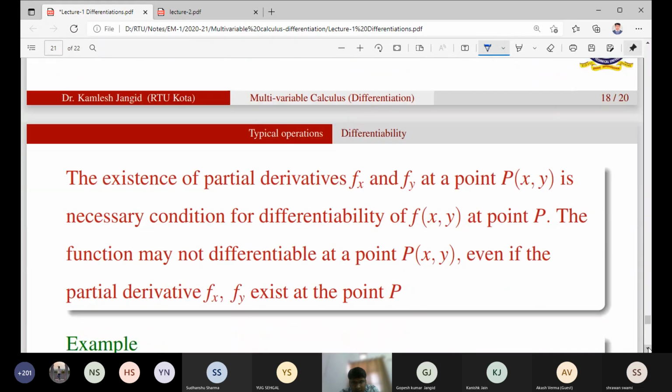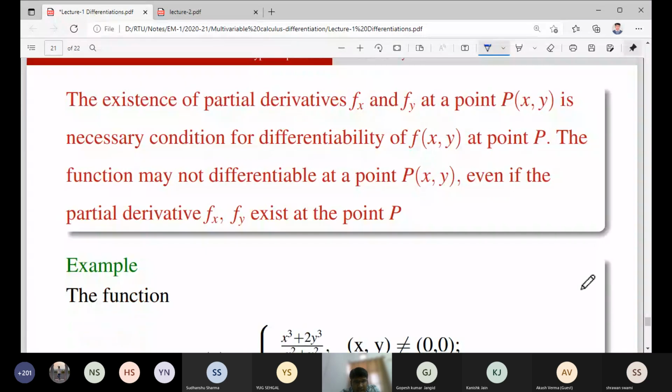So let us recall what we have done in the previous slide. The existence of partial derivatives fx and fy at the point (x, y) is a necessary condition for the differentiability of f(x, y) at the point P. The function may not be differentiable at a point P even if the partial derivatives exist at the point P. It means your function is not necessarily differentiable even though its partial derivatives exist. The existence of partial derivatives does not imply the differentiability of the given function.